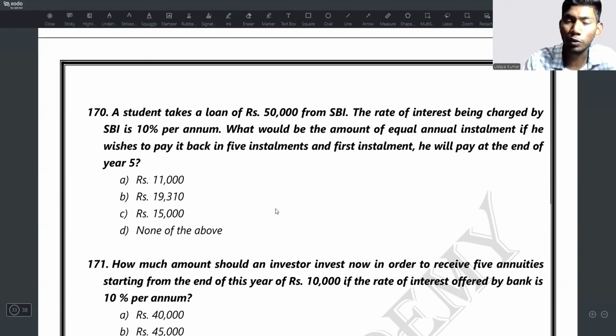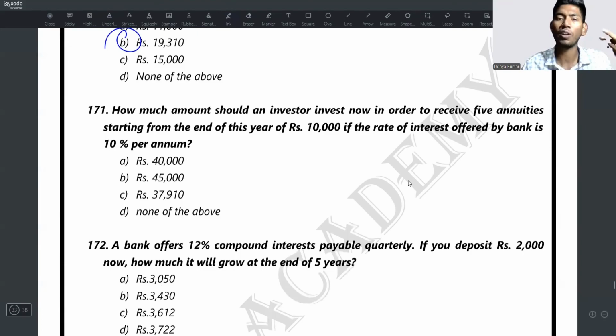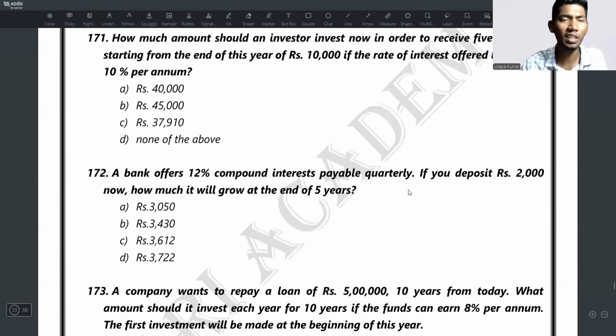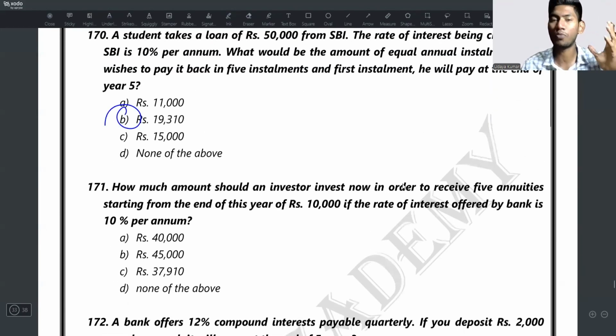With a principal of rupees 50,000, an interest rate of 10%, and a repayment period of 5 years, the installment amount, by using the formula, calculates to approximately 19,310, because it's an annuity method. You must remember the formula and calculate it. These are the easy questions, so you should not spend a lot of time here.